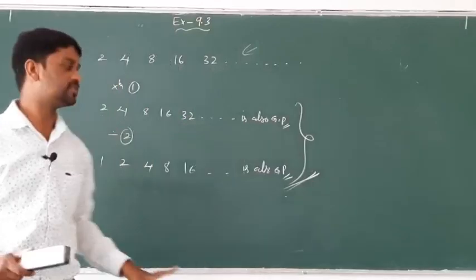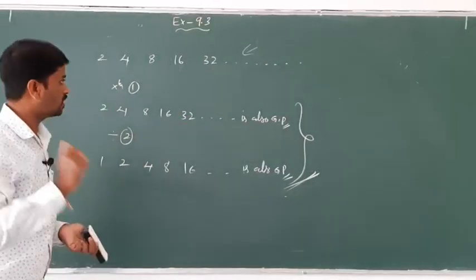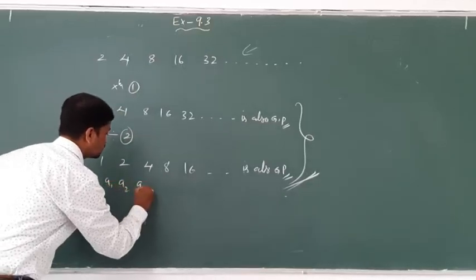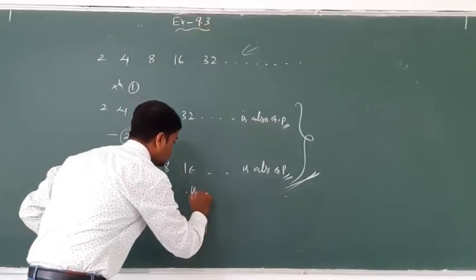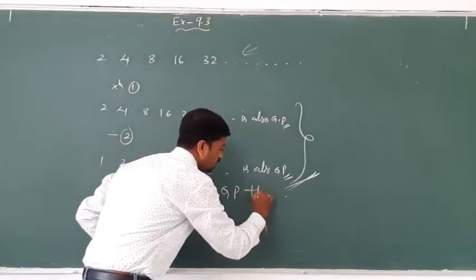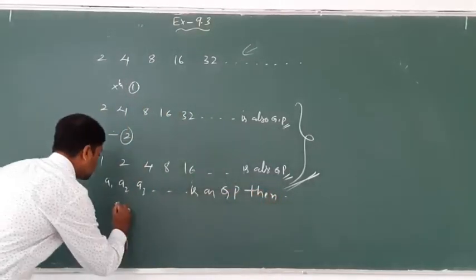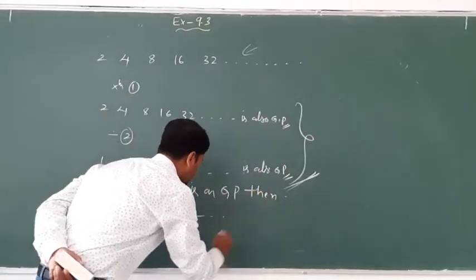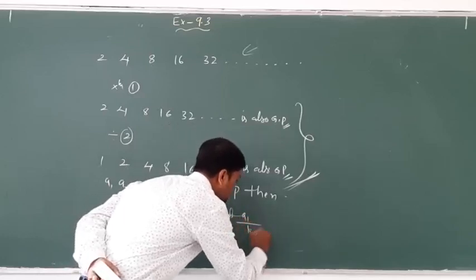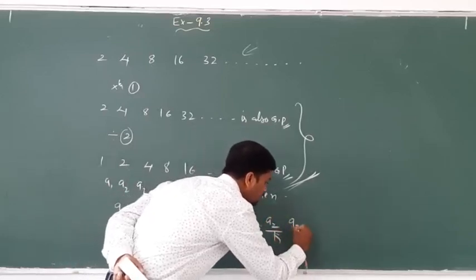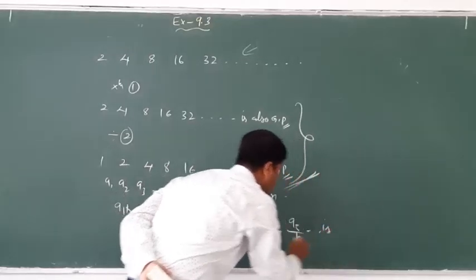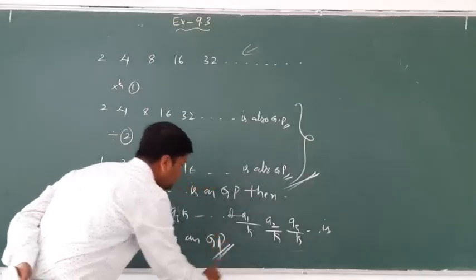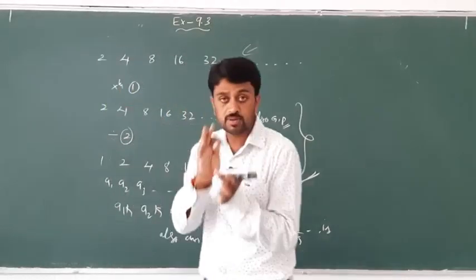In the general condition, I will write here: a1, a2, a3 and so on is a GP, then a1k, a2k, a3k and so on, and a1 divided by k, a2 divided by k, a3 divided by k, is also a GP with the same common ratio. 100% the same common ratio.